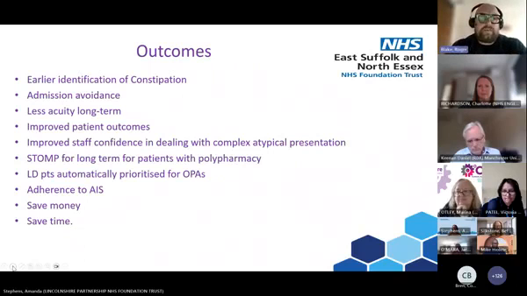We took into account the STOMP and STAMP program for long-term patients with polypharmacy to, in our training, ask doctors to look at the specific medications that people were on and review them as necessary with a view to constipation. We have a system already in place that people with learning disabilities are automatically prioritized for outpatient appointments. Unfortunately, that does still mean quite a long wait, but people with learning disabilities are prioritized automatically.